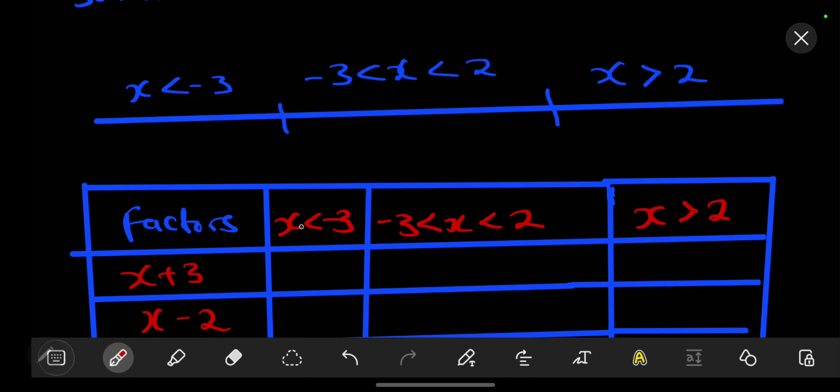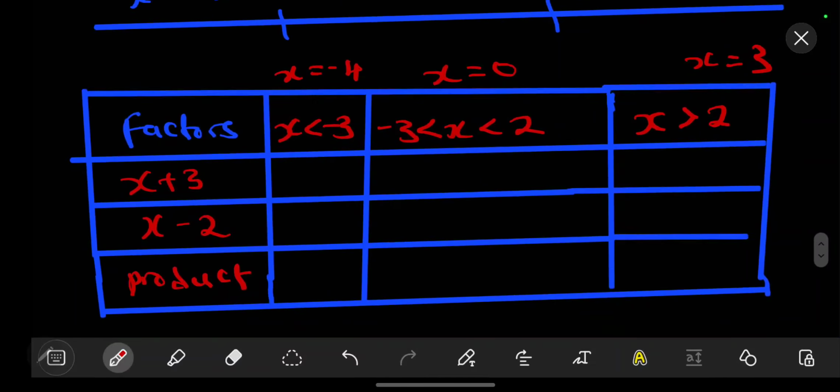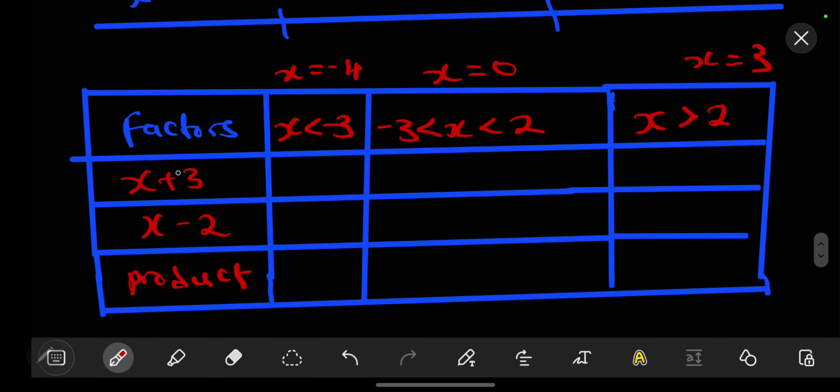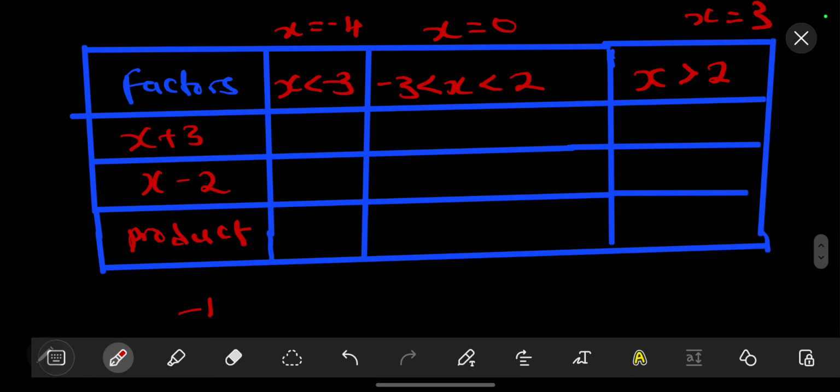Now we can put our values. If x is less than -3, x can be -4. In the middle range x should be 0. Here x can be 3. So we put -4 here. We have -4 + 3, which gives us -1, so here we put a negative. Then again we put -4 here, and we have -4 - 2, which is equal to -6, a negative.